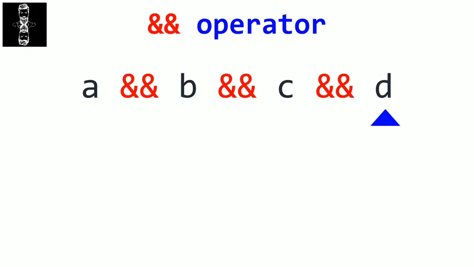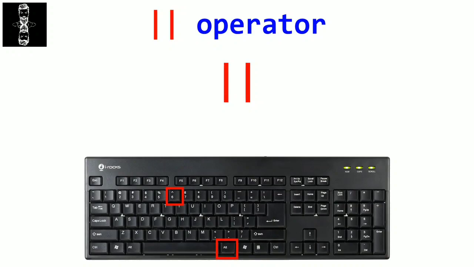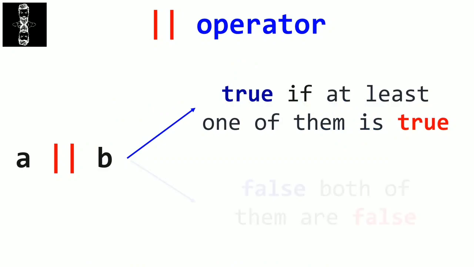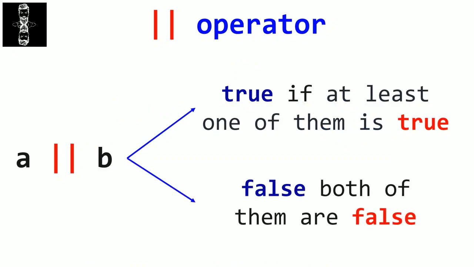Now let's move to the last logical operator, which is the OR operator. It's represented by two vertical bars. If you're using a PC keyboard, you can find the vertical bar by pressing Alt+Gr+6. The OR operator is a binary operator. It returns true when at least one of the elements is true. So it returns false only when all the elements are false.